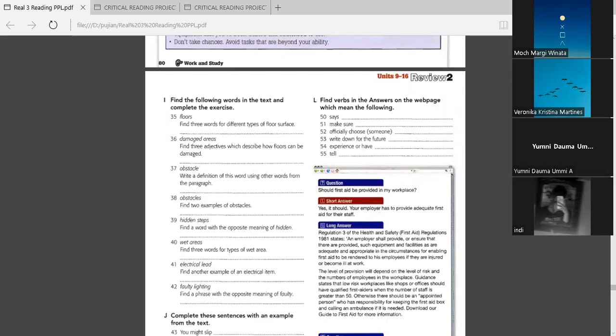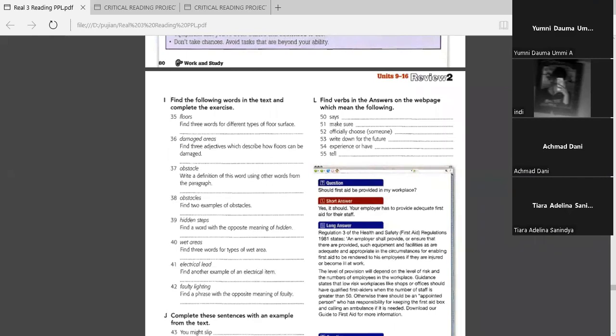Obstacles. Find two examples of obstacles. Like what? Rubbish bin. Then boxes. Okay. Next, number 39, hygiene. Find a word with the opposite meaning of hygiene. Yes, obvious. And then?